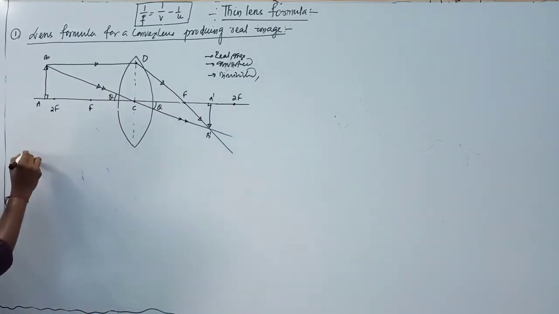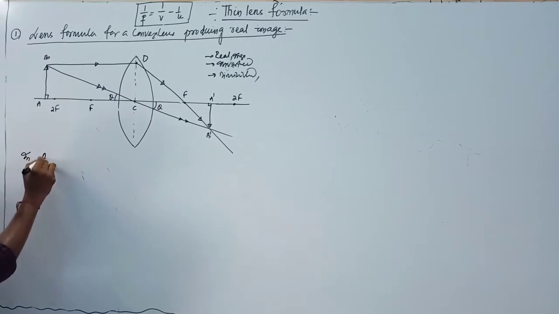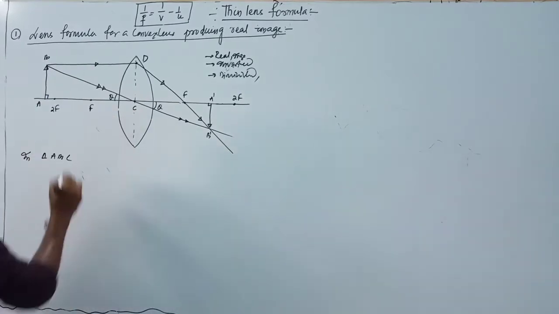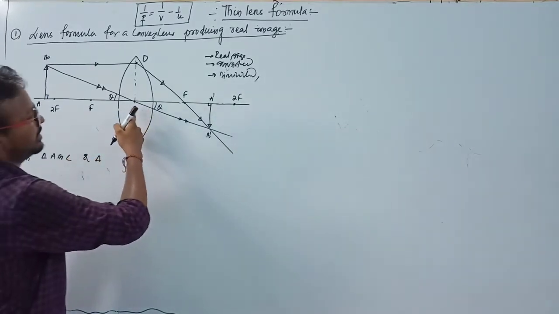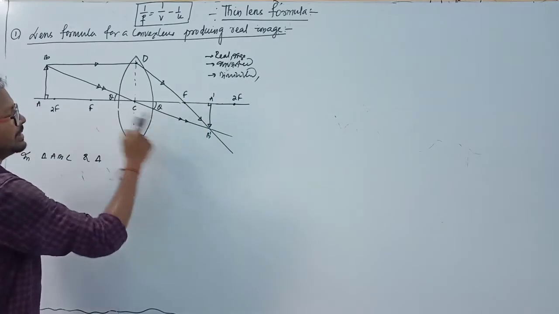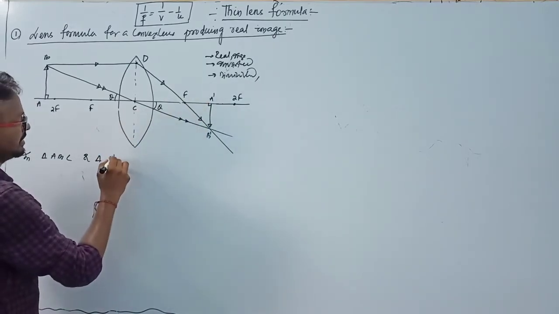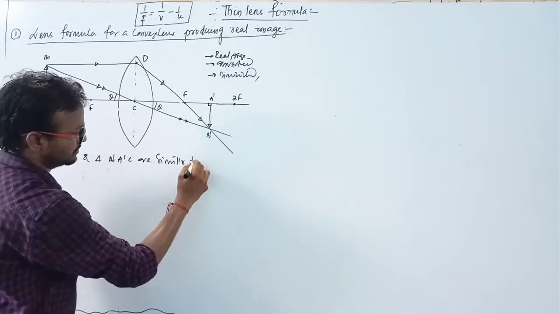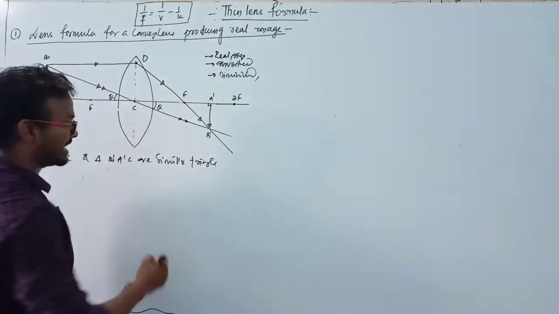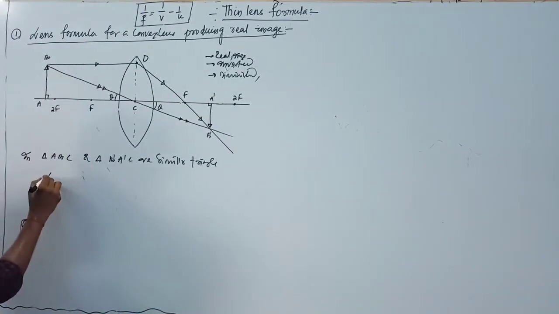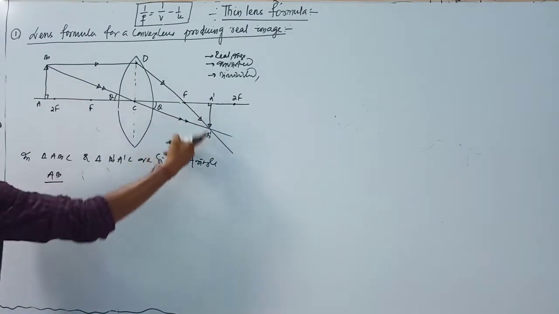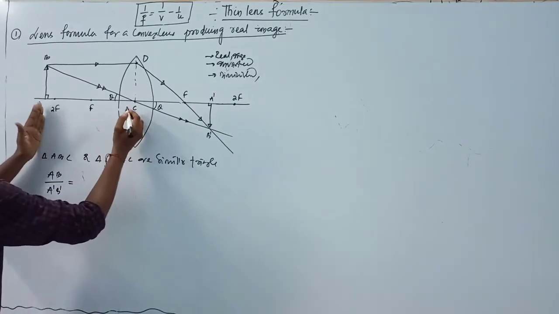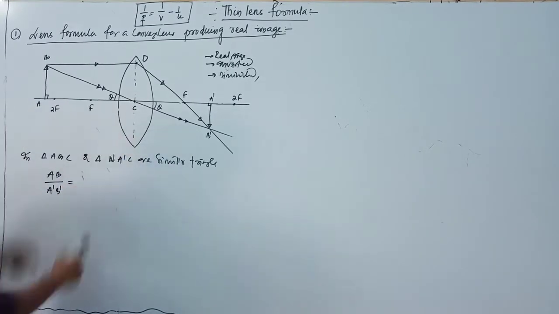Like in triangle ABC, triangle ABC and triangle B dash A dash C are similar triangles. So we can write AB divided by A dash B dash, which is equal to this distance, and this distance is AC.